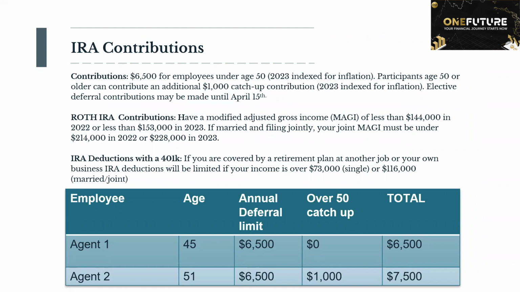IRA contribution limits in 2023 are $6,500. If you're age 50 or older, you can actually make an additional $1,000 contribution, so that would increase that to $7,500. The One Future IRA platform also allows for traditional, which are deductible contributions to IRAs, or you could do the Roth option, which means you get taxed this year, but later in retirement, when you pull it out, that money would come out tax-free.